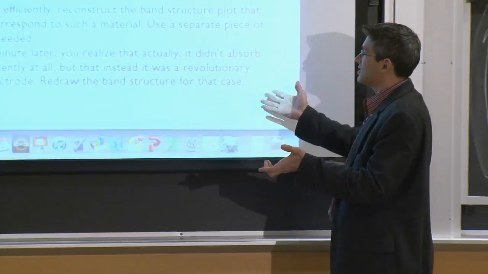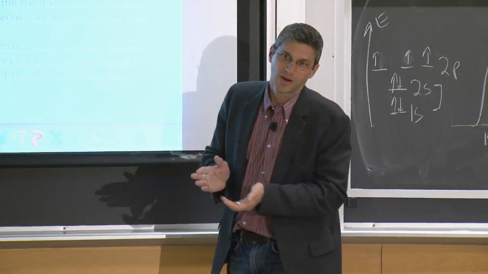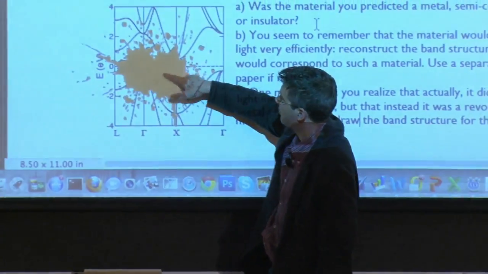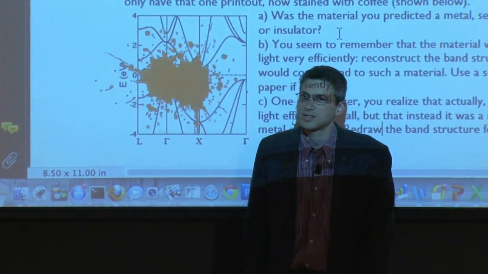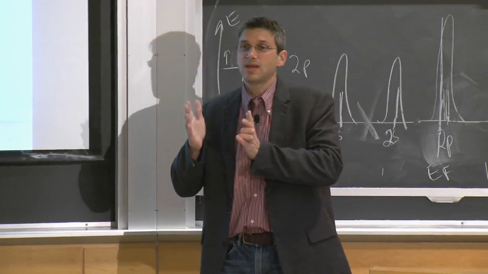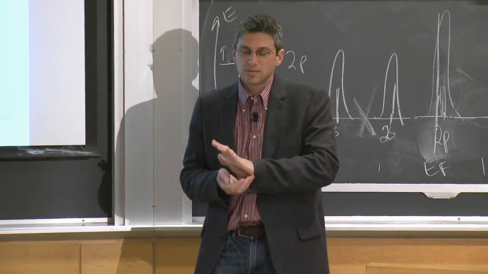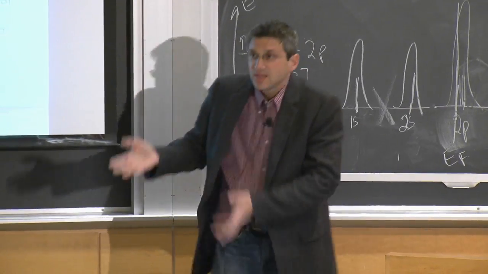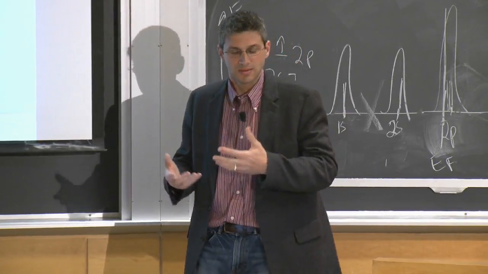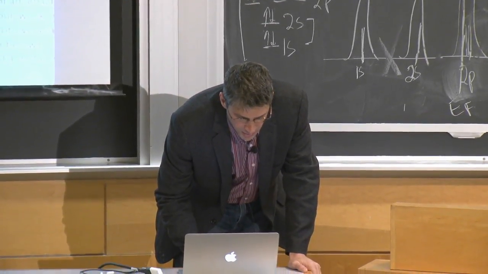One minute later, you realize that actually it didn't absorb light efficiently at all, but instead, it was a revolutionary metal electrode. Now what would you draw? Okay, you'd cross it up. Maybe you'd try to get a lot of wiggles in here if you could, or just certainly several crossings, so that the electrons don't really see any gap. You can't see a gap. So that's a nice problem. It's not a very long problem, but you've got to know a few things to answer the question about these sorts of topics. Okay, so we'll do another one of those next Tuesday or two.